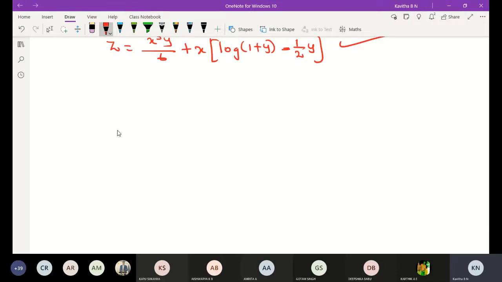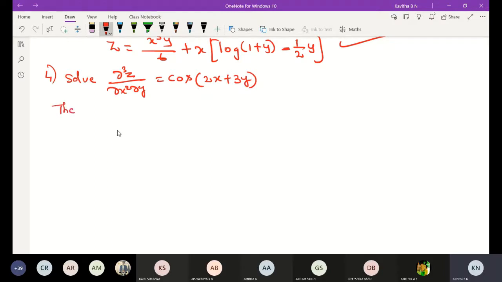Then take this problem and solve it. Solve: del cube z by del x square into del y is equal to cos of 2x plus 3y. Okay, find the solution of this equation.